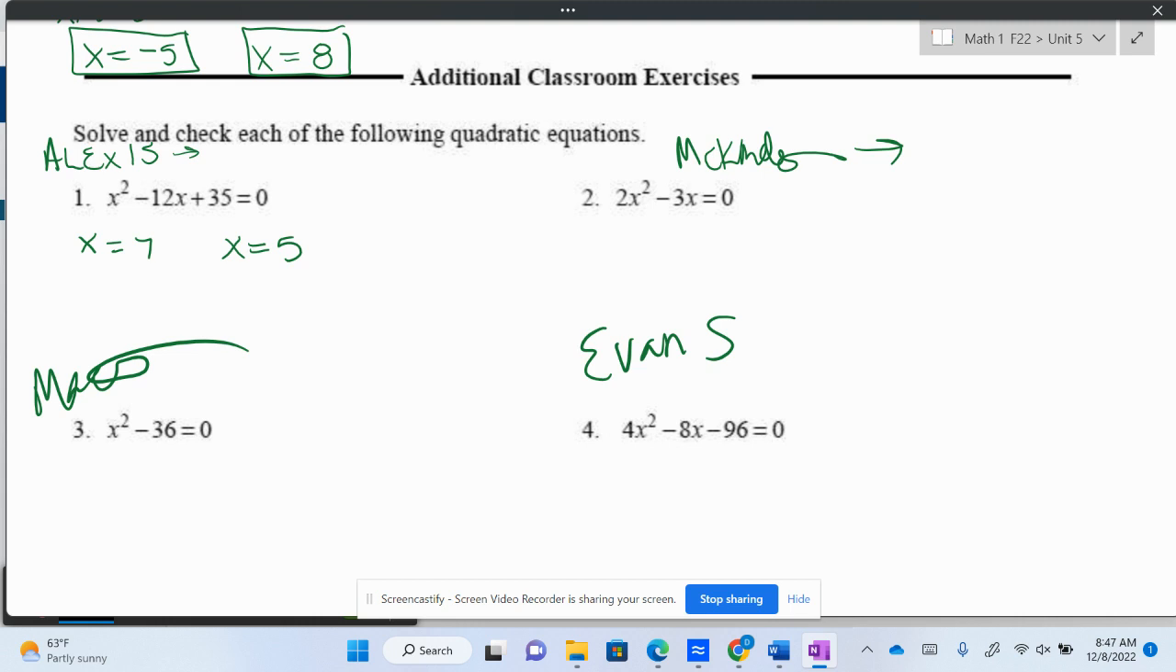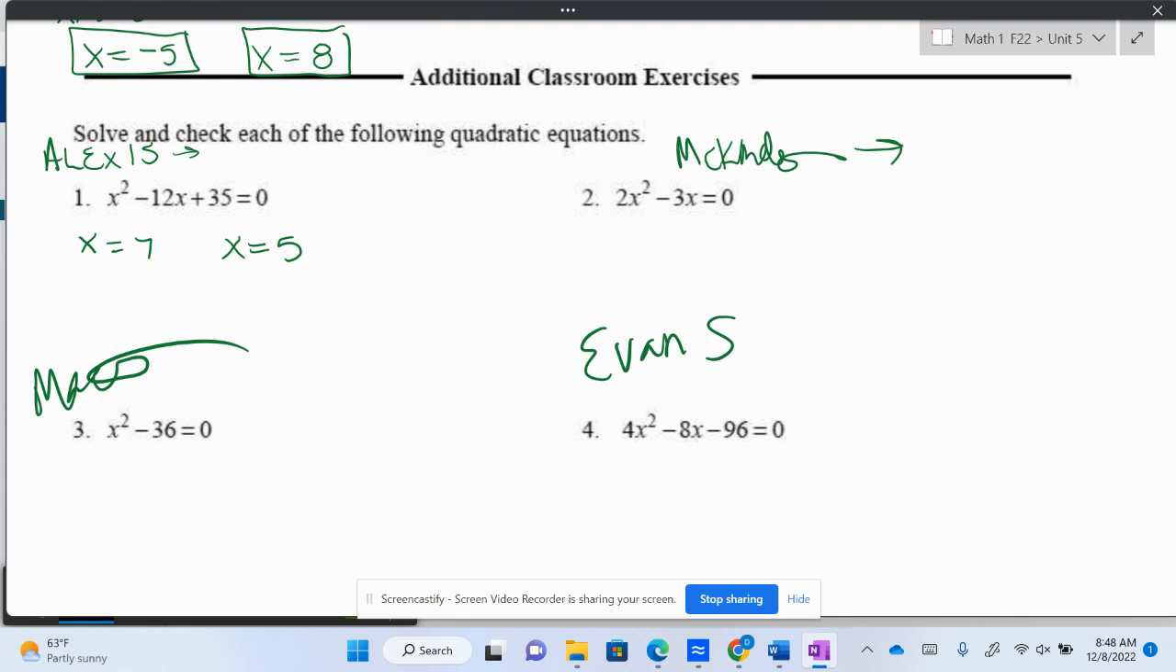Remember, to get this, all we did was set this equal to 0. So if I subtract 7 from both sides, I have x minus 7 equals 0. So I started with this, right? And if I subtracted 5 from both sides, I have x minus 5 equals 0. So the 2 factors were x minus 7 and x minus 5. Does that make sense?